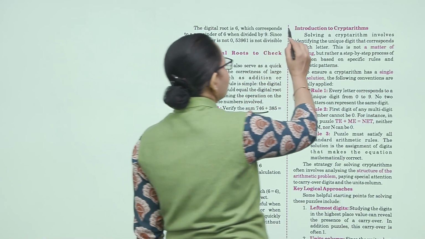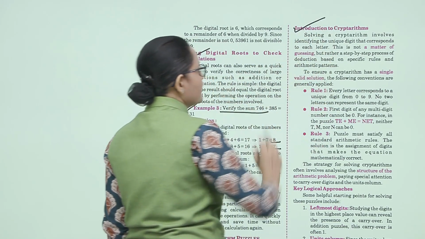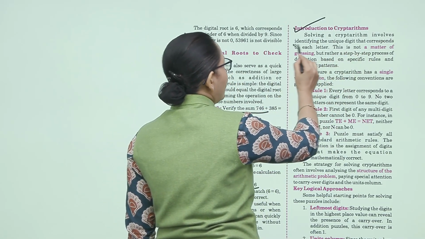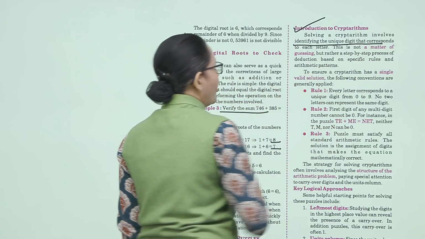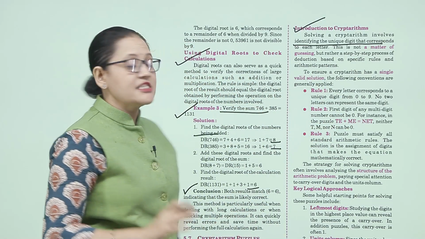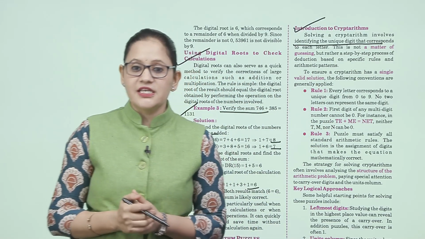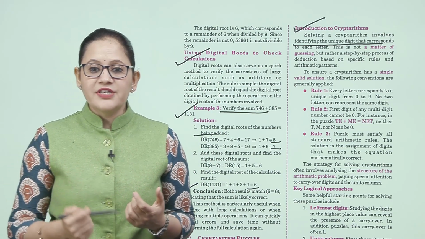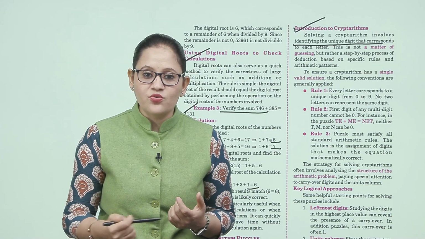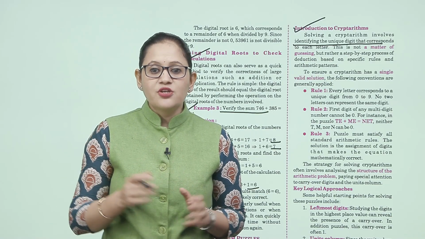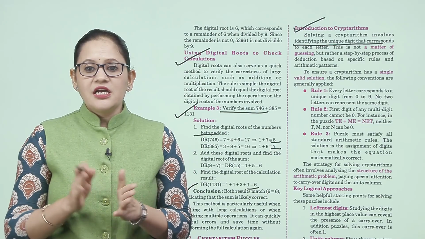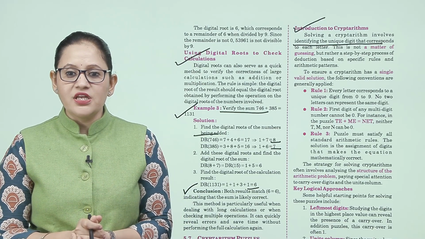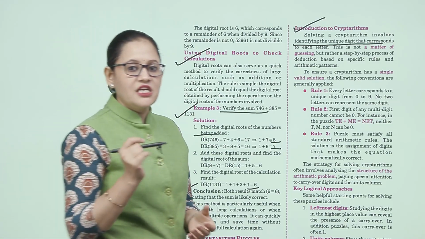Now, introduction to cryptarithms. Solving a cryptarithm involves identifying the unique digit corresponding to each letter. This is not a matter of guessing, but rather a step-by-step process of deduction based on specific rules and arithmetic patterns. To ensure the cryptarithm has a single valid solution, the following conventions are generally applied.